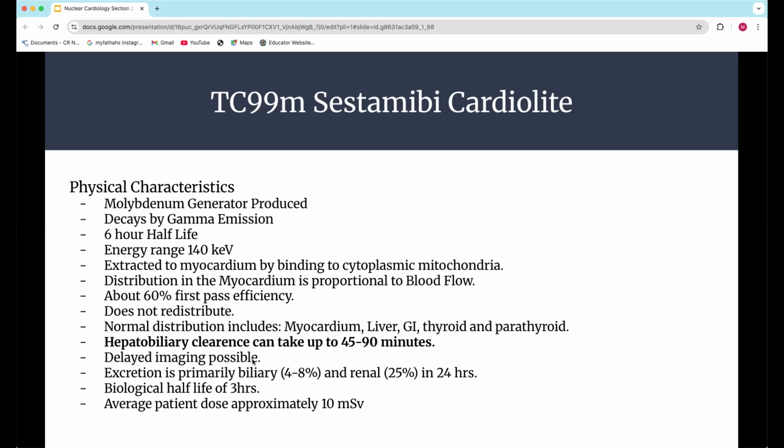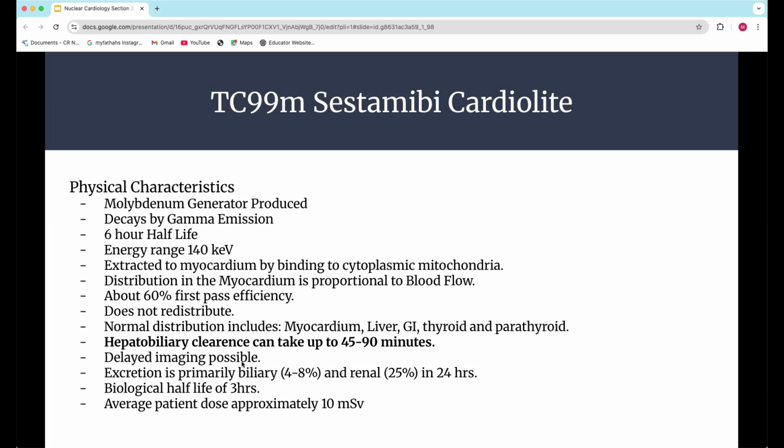Delayed imaging is possible because, again, with this particular isotope, it's going to go in and it's going to stay in. You got 6 hours. It's going to be where you went in, where you initially injected, and it's going to stay in at the state that the patient was in at that moment.